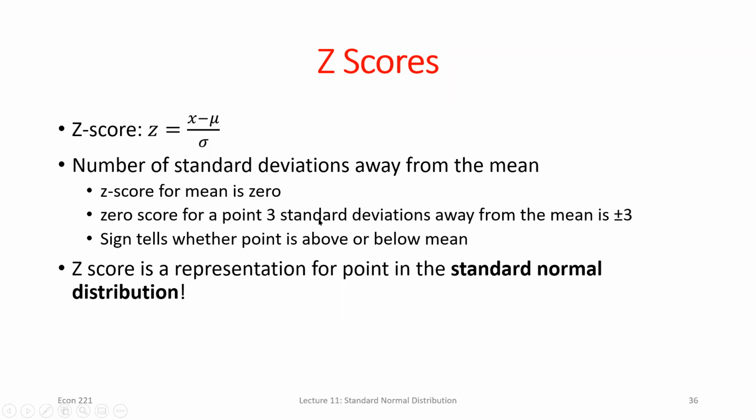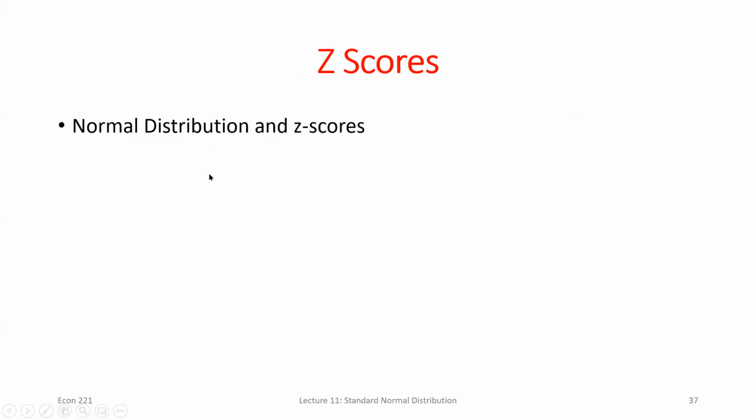And if I have a z-score that's positive, that's telling me it's a certain number of standard deviations above the mean. If I have a z-score that's negative, that would mean I'm a certain number of standard deviations below the mean. All right, so we've got this standard normal distribution, and it's going to have this nice interpretation for us.